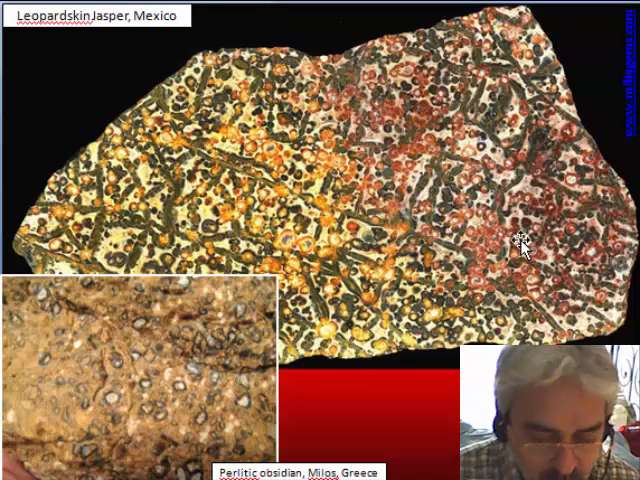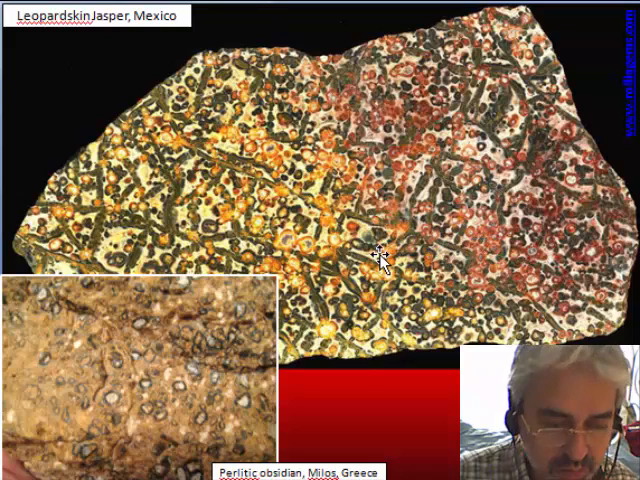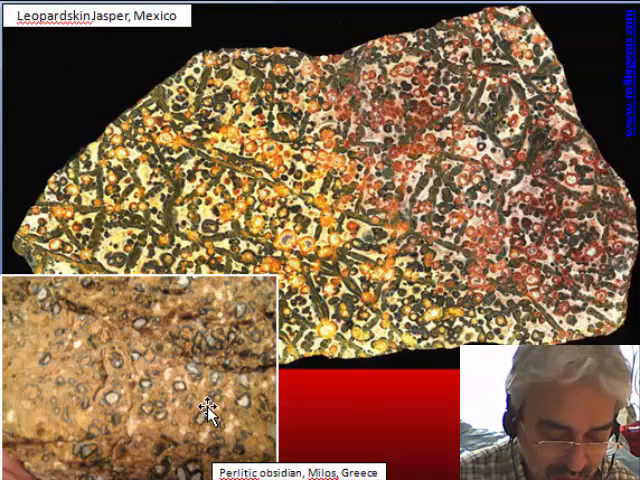Also we can see that in this case the perlitic spherulitic structures are aligned along fractures, so are not disseminated as in the previous jasper, but more concentrated. In any case, it's a very similar group of jasper, because also perlitic structure is a kind of devitrification.